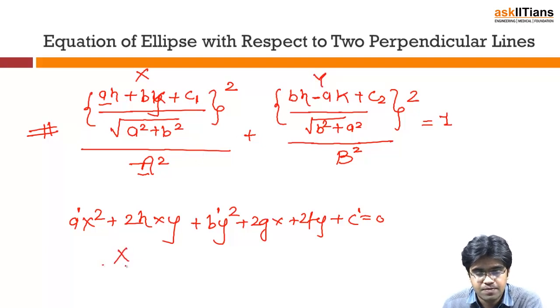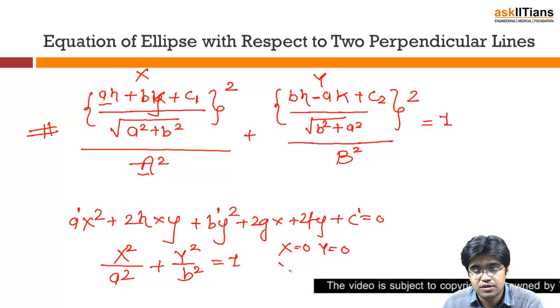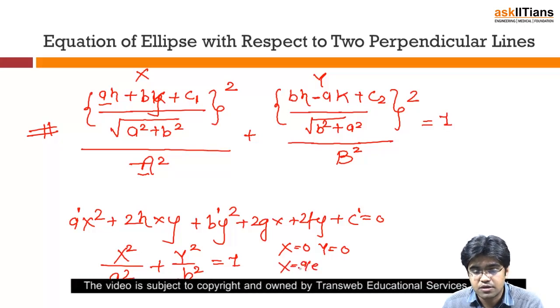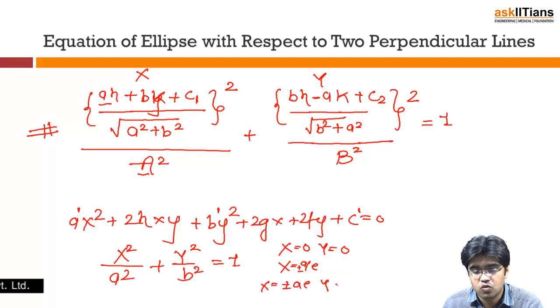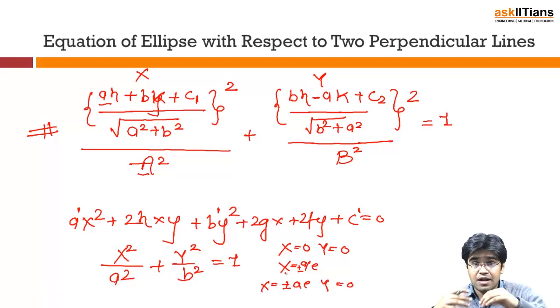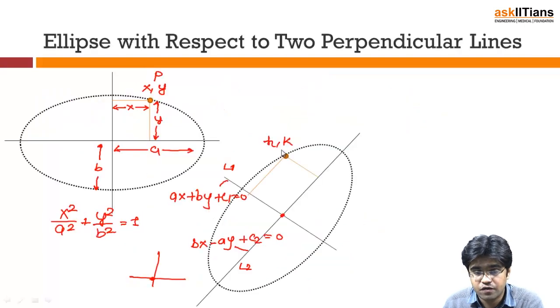Your equation will be capital X square by A square plus capital Y square by B square equals 1. Now we know, with respect to this capital X and capital Y, what all these things are. For example, the center is X equals 0, Y equals 0. The directrix is X equals plus minus A by E, and so on. The focus is X equals plus minus AE and Y equals 0. So using this capital X and capital Y, and then replacing capital X and Y by these values, you can solve. So in this way we have formulated the equation of this second ellipse in mathematical form.